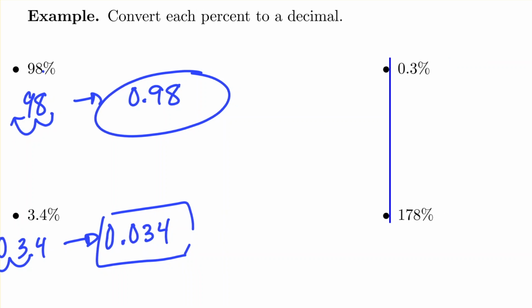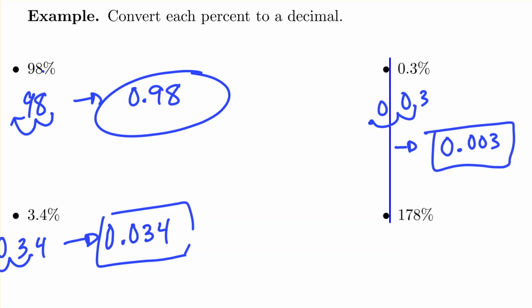Next, for the 0.3%, 0.3, 2 places to the left. We put in the 0 there, so it's going to be 0.003, but to help it be visually more clear, you always put the 0 to the left for small numbers like that. For 1.78, the decimal is implied to be at the last digit, 2 places to the left. We'll turn it into 0.0178.